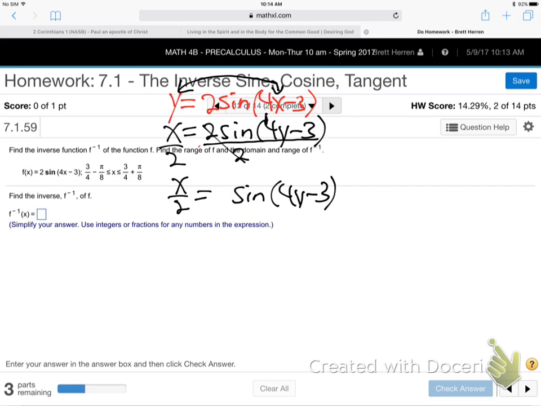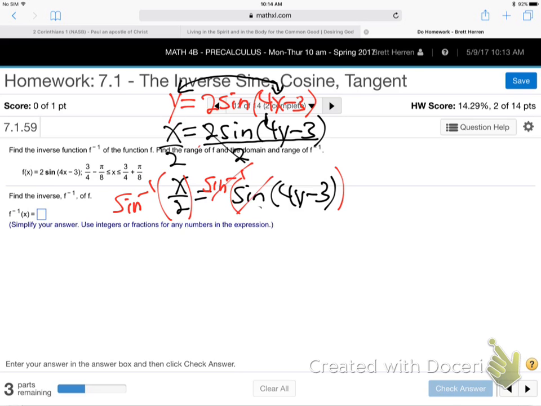Good to there? Now, next layer, we're trying to get down to y. Next layer, we got to get rid of that sine. How do we get rid of that sine? That's where the inverse comes in. We can't divide. Again, that's not multiply, huh? That's plugged into the function. So we have to do sine inverse of both sides.